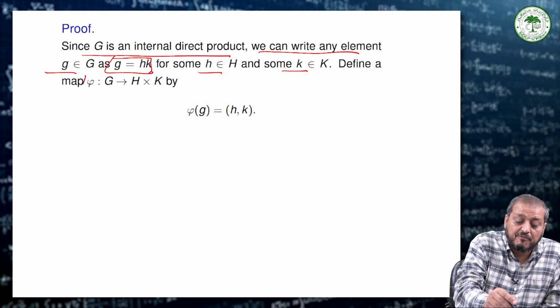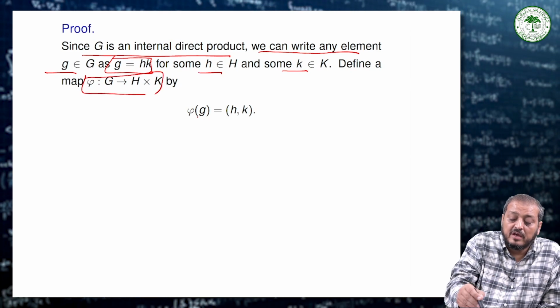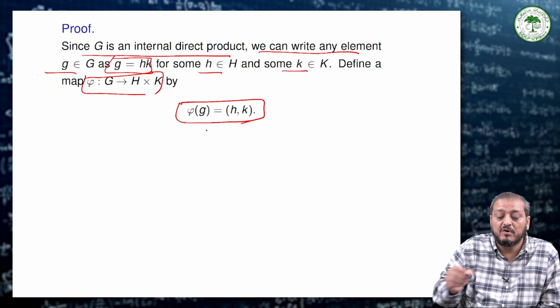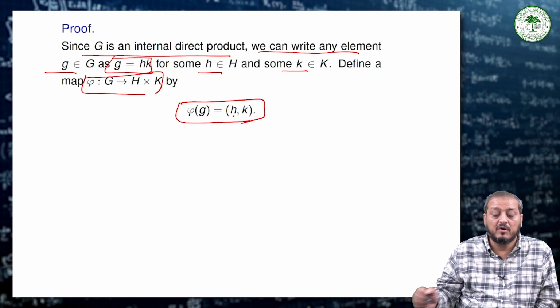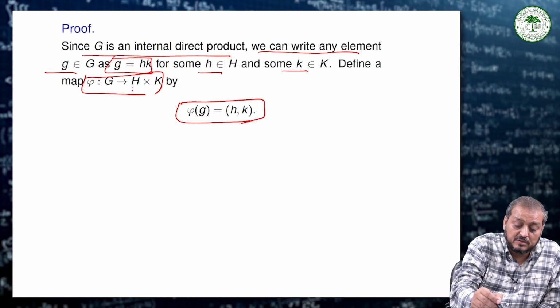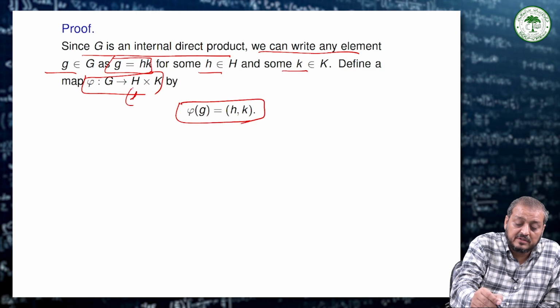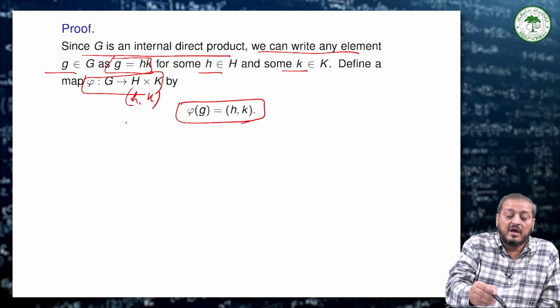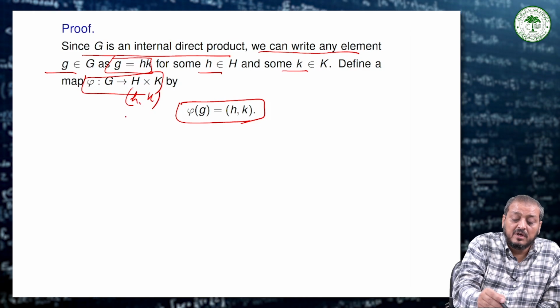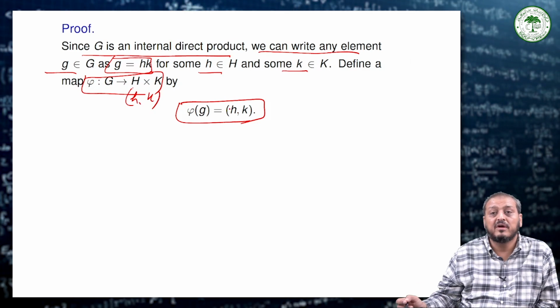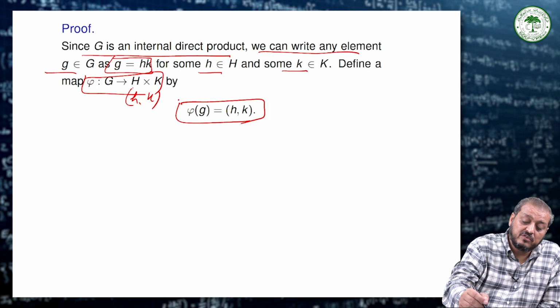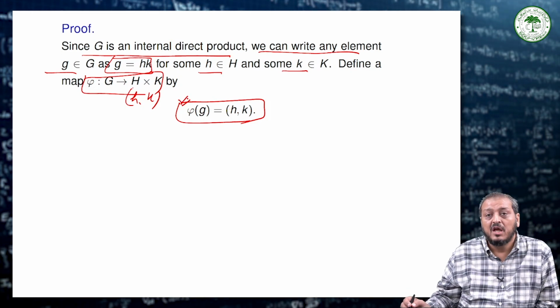Now we define a map phi from G to H cross K in this form: phi of g is equal to (h, k), because these are the elements of the Cartesian product of H and K. So phi of g is nothing but the element (h, k). So the first objective is to show that this phi is well defined.